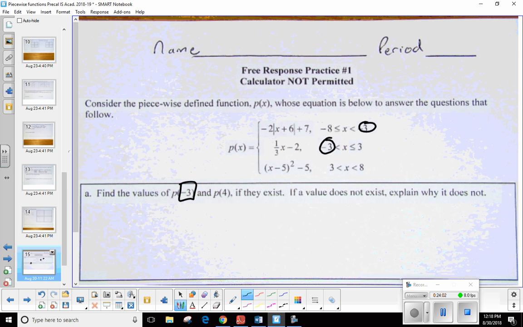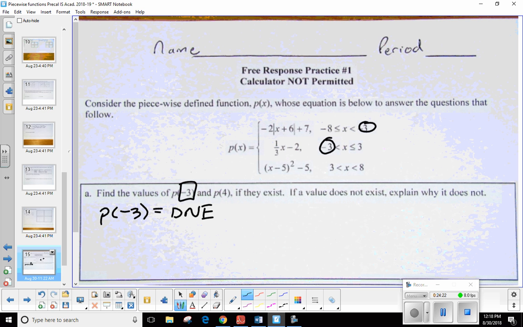So what would you say about this guy? He does not exist. So p of negative 3, I would just go ahead and say DNE, like does not exist. Or, I mean, if you didn't want to put that, you could put the 0 with a slash through it. I know exactly what you're saying.